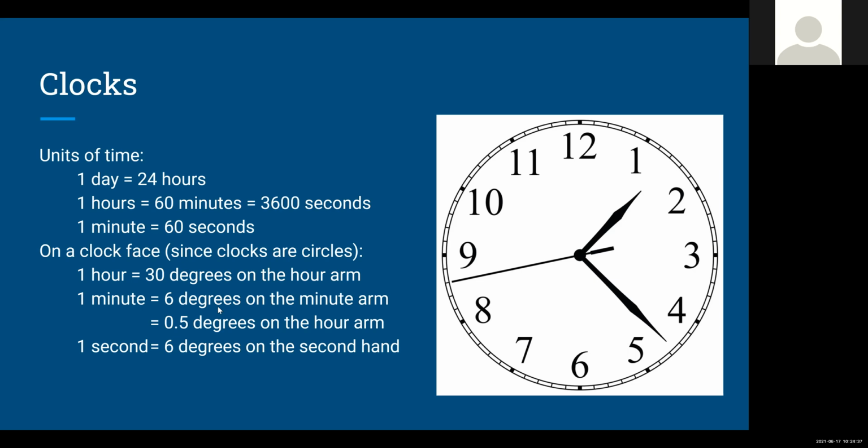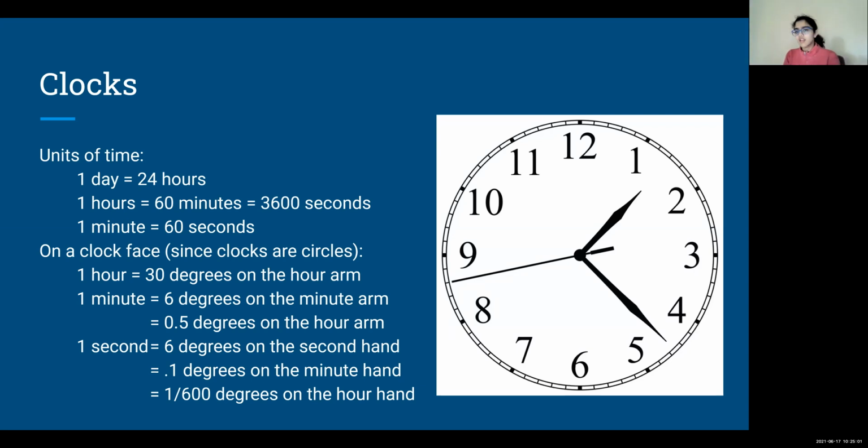Okay, so also 1 second is 6 degrees on the second hand, and 0.1 degrees on the minute hand, and 1/600 degrees on the hour hand. Those last two are going to be very seldom asked. Most questions pertain to hour and minute. They may still be useful for some questions, but rarely asked.